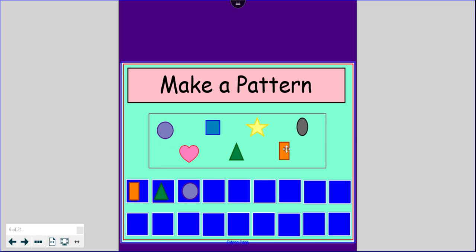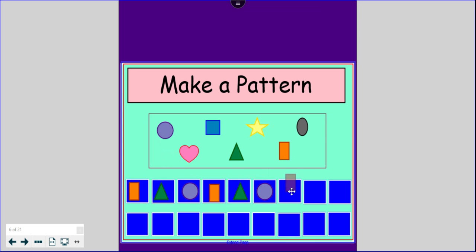I'll need to add another A shape, which is rectangle. So rectangle, triangle, circle. Rectangle, you got it. Triangle will come next. And then what comes after the triangle? You're right, a circle. Let's see. Rectangle, triangle, circle. Rectangle, triangle, circle. What comes next?